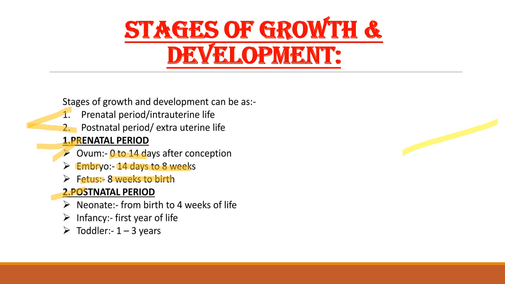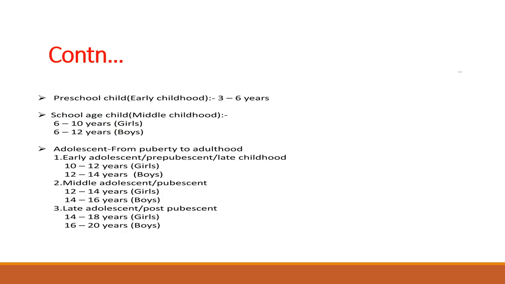Next is the postnatal period. First, neonate, that is 0 to 28 days, birth to 4 weeks of life. Next is infancy, that is 28 days to 1 year or 12 months. Then toddler, 1 to 3 years. Then preschool or early childhood, 3 to 6 years. Next, school age: for girls 6 to 10 years, and for boys 6 to 12 years.